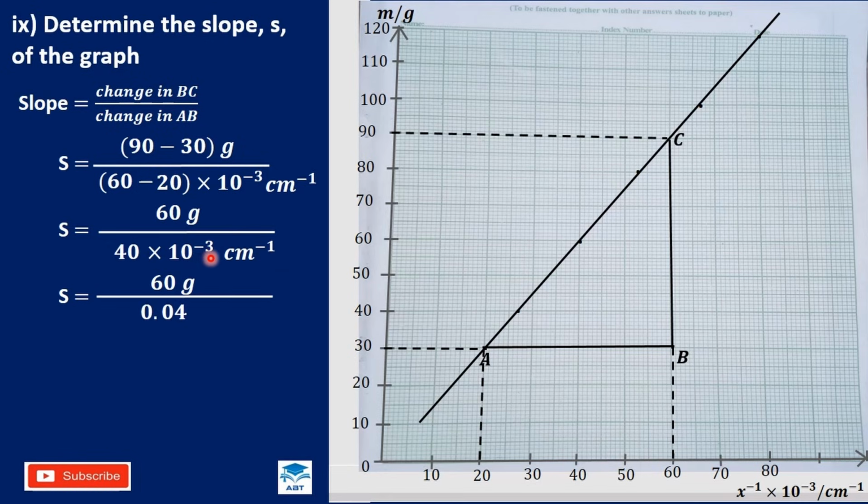Forty times 10 exponent negative 3 is 0.04, and we are going to divide 60 by 0.04, which will give us 1,500 grams at the numerator, and when we reciprocate per centimeters, we have centimeters. So the unit is gram centimeters.